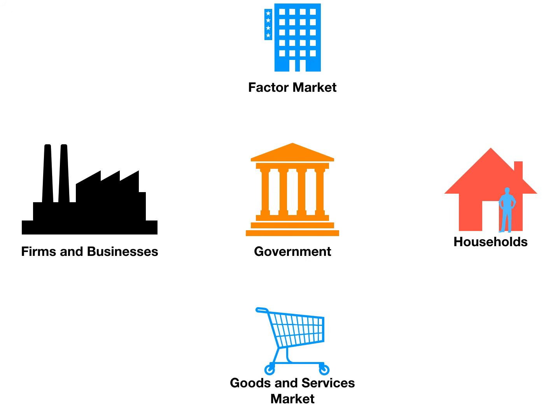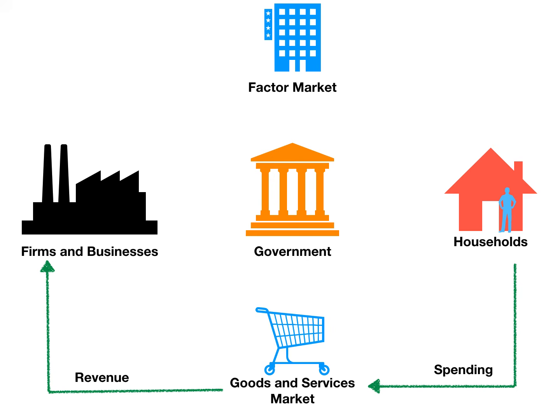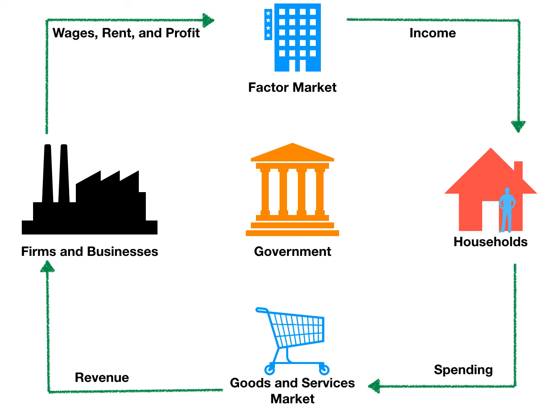Let's label this trip. First, spending occurs in the goods and services market. This money comes back to the business and firms as revenue. Then they pay wages, rent, and profit. Profit can be things like dividends to their stockholders. And lastly, the money is returned to the households as income.